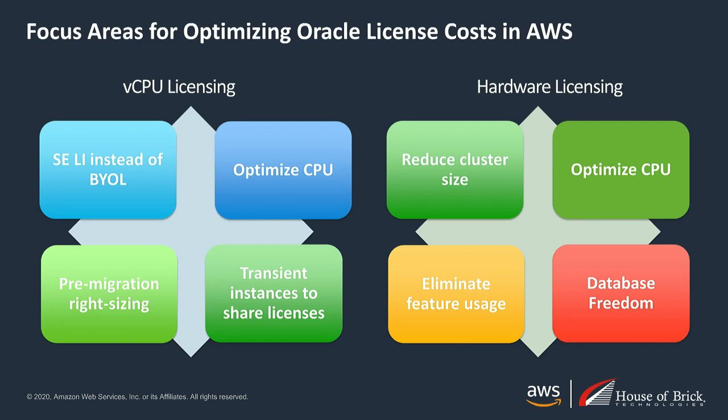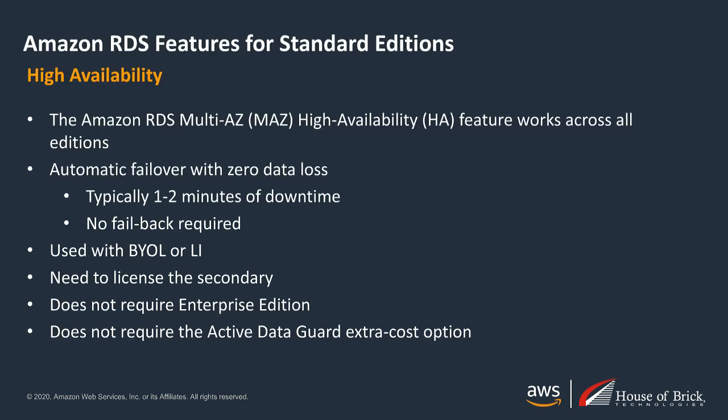Pre-migration right sizing is exactly what the name implies, which is making sure that you've consolidated or shrunk workloads that have maybe sprawled over time because they just had a really huge server on premises and never needed to get more optimized than that. And on the hardware licensing side, there's a few more points there that I think I've already spoken to, but you'll want to focus on them, which is cutting your feature usage or looking at database freedom. So with all these strategies in mind, there's a lot of ways to bring your Oracle workloads into AWS very, very cost effectively.